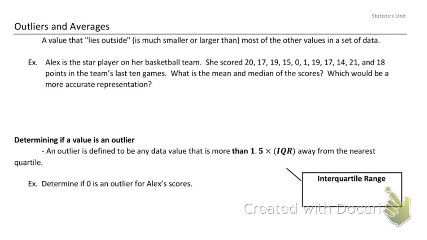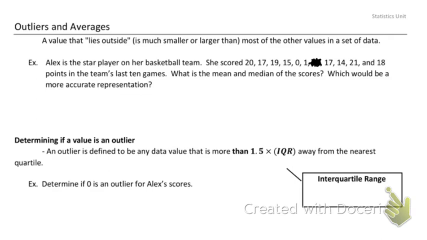So it says that Alex is a star player of her basketball team. She scored 20, 17, 19, 15, 0, 1, 19, 17, 14, 21, 18. Can you do me a favor and cross out one of those 19s? One of those is a typo. That gives it too many games. Points in the team's last 10 games. What is the mean and median of the score?